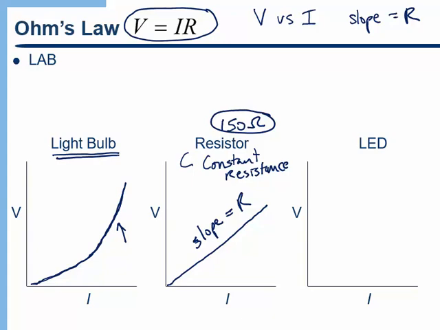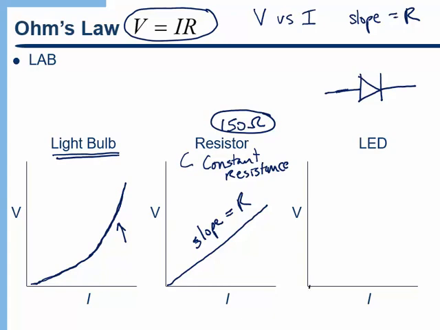An LED is a very interesting object. The circuit symbol for an LED looks like this. So it looks kind of like an arrow. And that's because an LED allows current to only flow in one direction. And it also requires a certain amount of voltage before it allows current to flow.